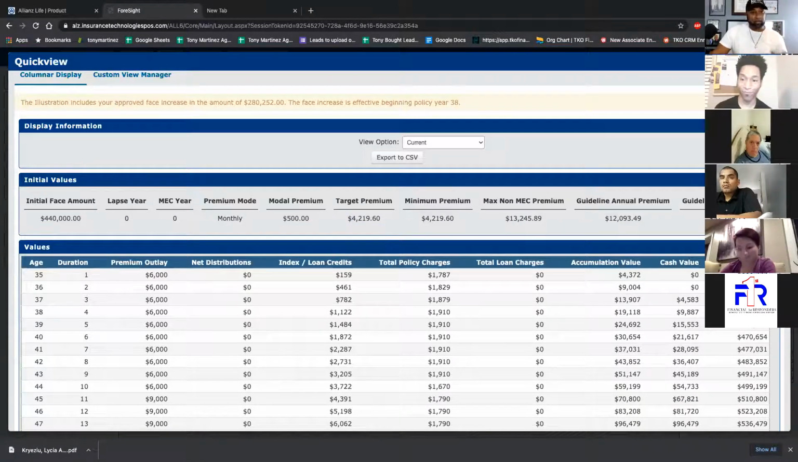Does that mean I'm against running things at target? Absolutely not. A teenager, a child, a 20-year-old, a 30, a 31, 100% run it at target, because they've got so much time to compound their money that it makes sense to do. But once you start hitting that mid 30s, 40s and 50s, you've got to start overfunding and doing right by the client. So what do we got? 4,200 target, 6,000 going in.